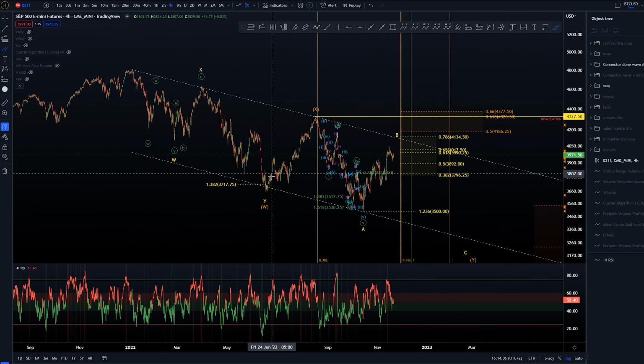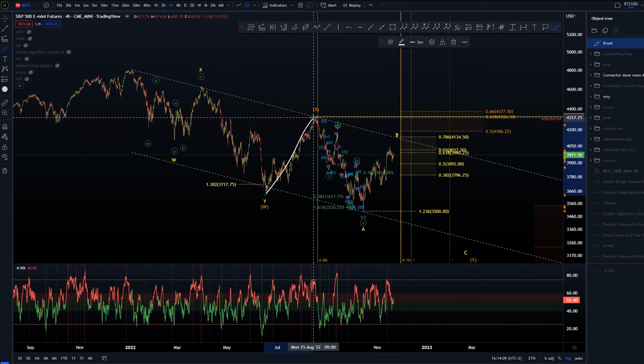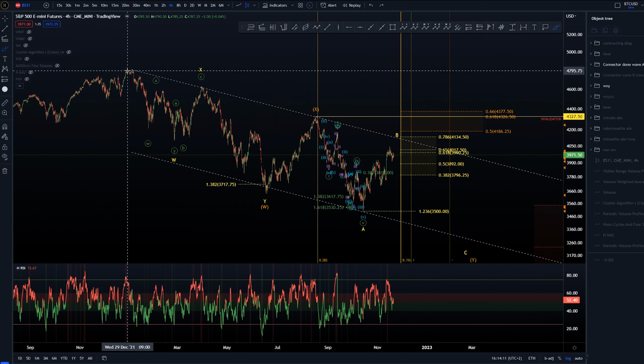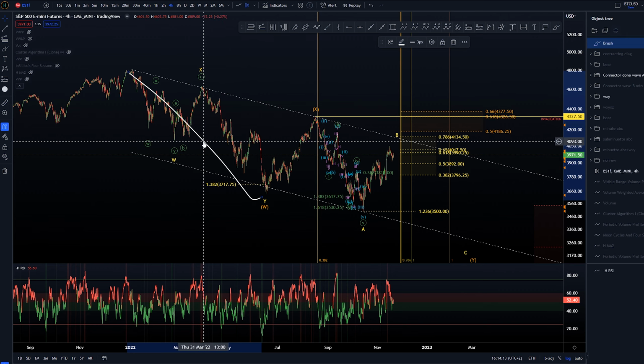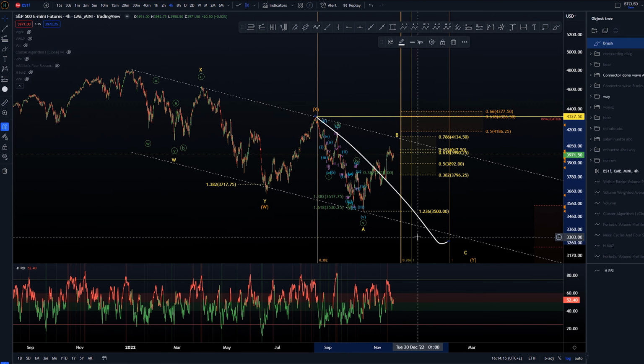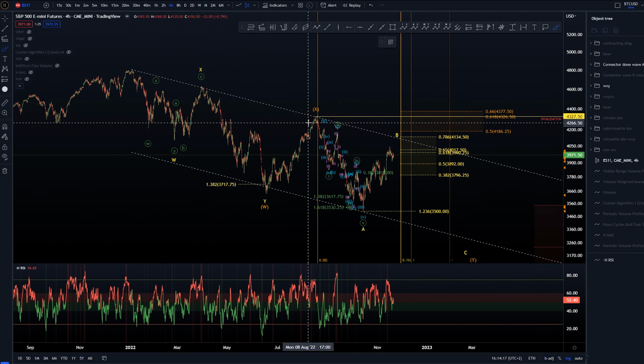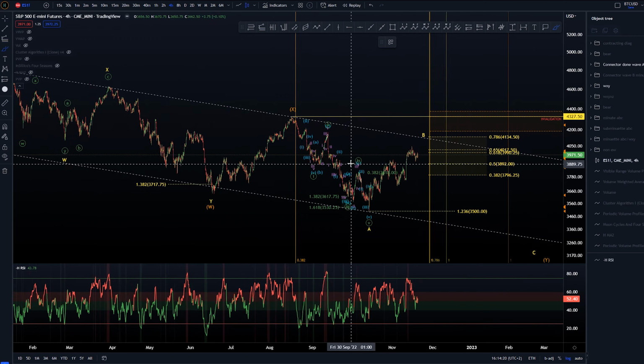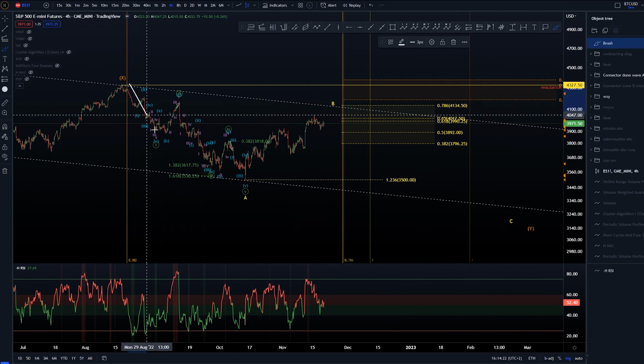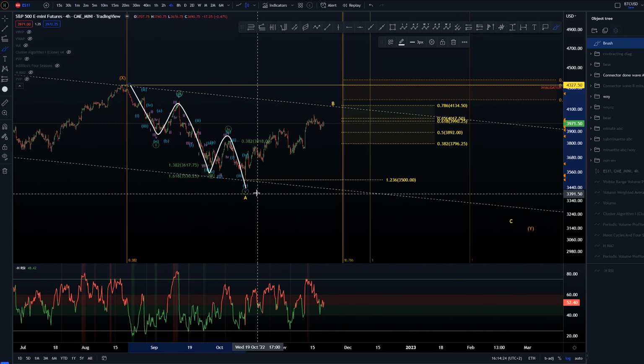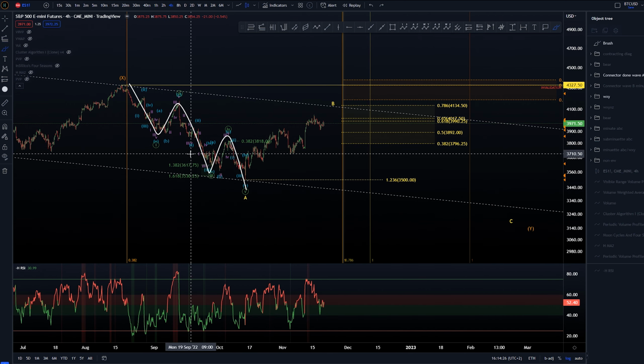Then there was this scenario where we had this as the connector already completed for the wave X, and then we would be looking for this leg downwards from here. And again, as this is a WXY, we would be expecting a three-wave structure. In this one, we are looking at this as a five-wave structure coming down, 1, 2, 3, 4, 5. So we can't end the wave Y there at all.